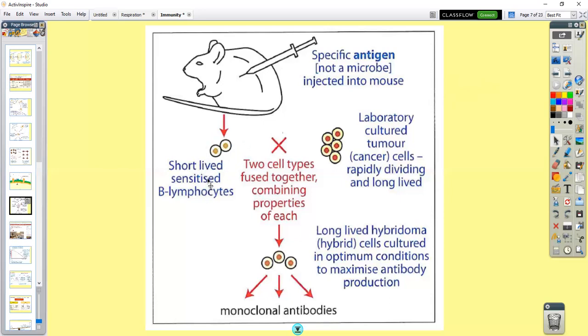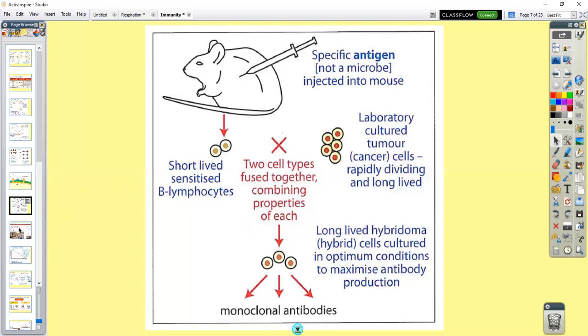Unfortunately, these B lymphocytes, plasma cells, are short-lived, so therefore they're not really that useful. So what we can do is fuse them or hybridize them with tumor or cancer cells, which are longer-lived and divide very quickly. That gives us these long-lived hybridoma or hybrid cells, which will then produce large quantities of antibodies, and those antibodies are known as monoclonal antibodies. They're antibodies for one particular antigen, and they've come from these cloned plasma cells.